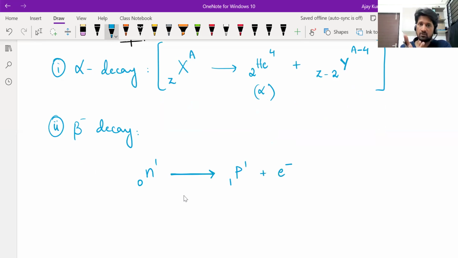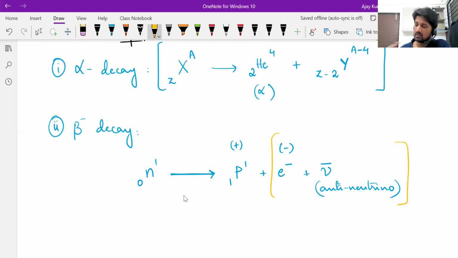Okay, because the total charge of a neutron is zero, no? So if it is producing something which has a positive charge, it should also produce something which has a negative charge. It produces a proton, an electron, and a new particle called an antineutrino. You don't need to know much detail about this, just remember the name. This is what happens in a beta minus decay. A neutron disintegrates into a proton, electron, and antineutrino. Now, this electron and antineutrino go out of the nucleus. They are expelled. The proton that is produced stays inside the nucleus only.